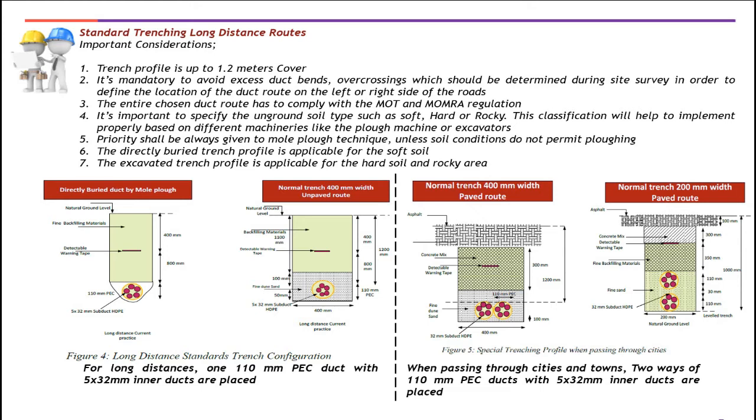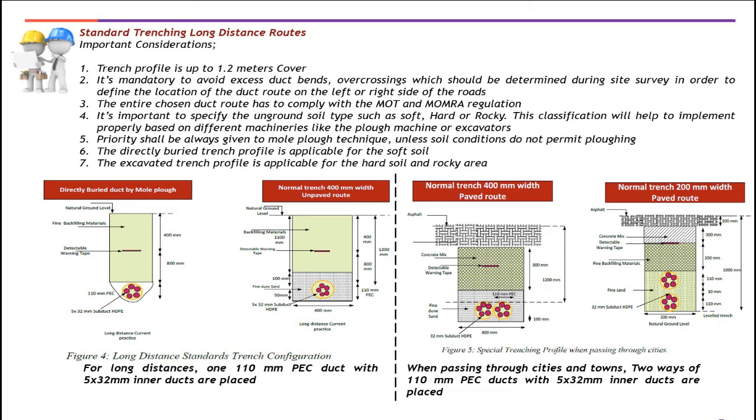When passing through cities, priority should always be given to the use of existing civil infrastructures. However, in case it is a greenfield area, the use of either a 1 by 2 or a 2 by 1 110 mm PEC with the 5 by 32 mm subducts is also permitted.